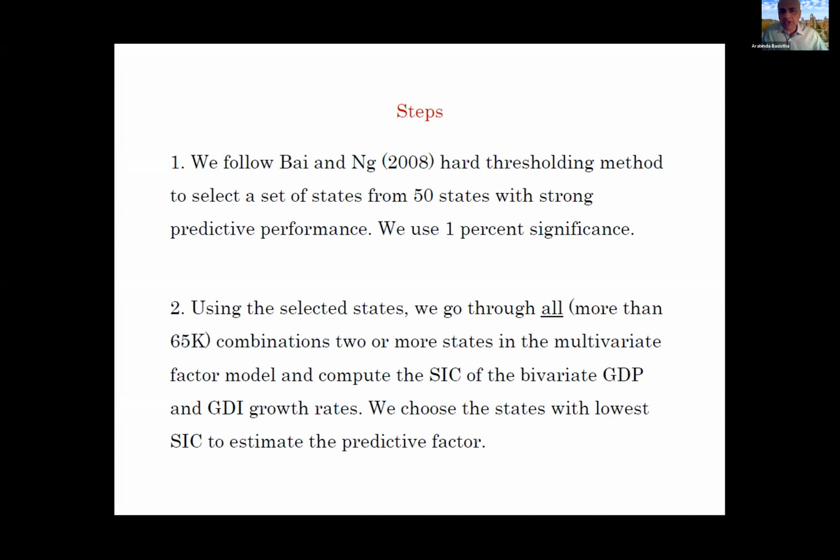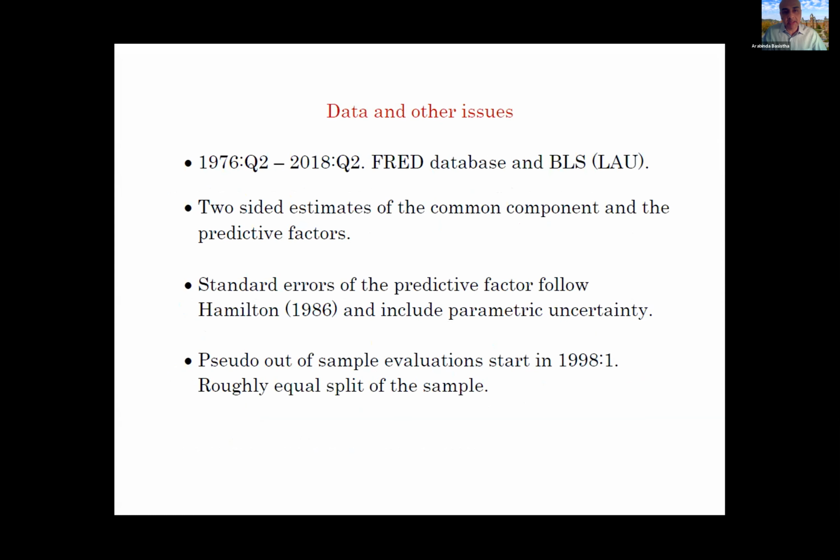So using those 16 selected states, I go farther in going through all the combinations and compare the SIC of the bivariate GDP GDI growth rates. So it's comparable across all the employment data I'm putting in, because the bigger the multivariate model gets, the likelihoods are incomparable because they are defined over different data sets. But the common thing is the GDP and GDI. So I compare according to that and select the minimum SIC.